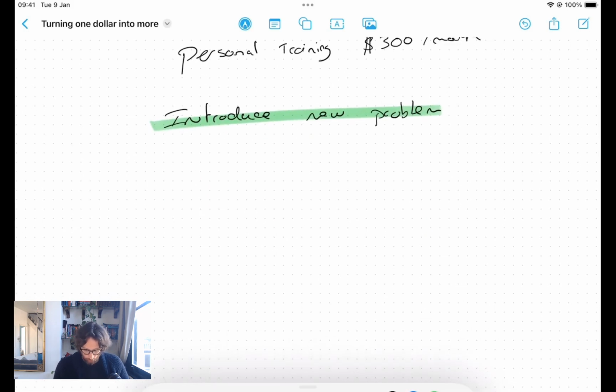Once you've introduced that new problem, we've introduced it as a logical next step, but we also need to remove the hesitations, because there are many different reasons that people will not buy that higher ticket offer.